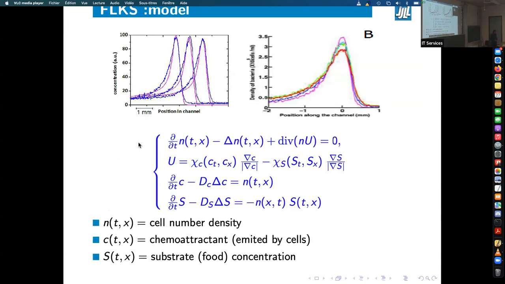So this is what you observed. You take the cell density, you take a velocity, a drift, which is due to two things: chemoattractant. This chemoattractant means that cells want to stay together. This is the first field. And then there is a nutrient, a substrate, and cells lack the food, they consume the food. So like in the first movie I showed, they move where the food is.